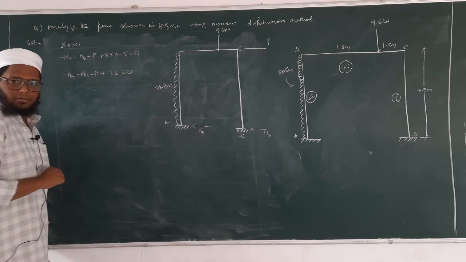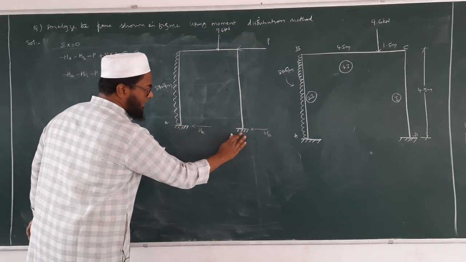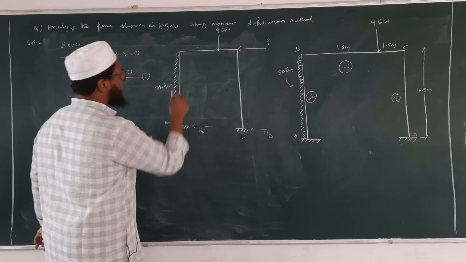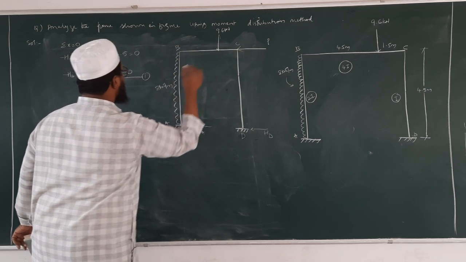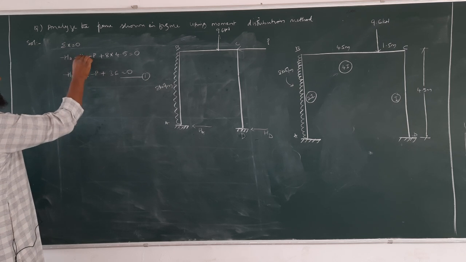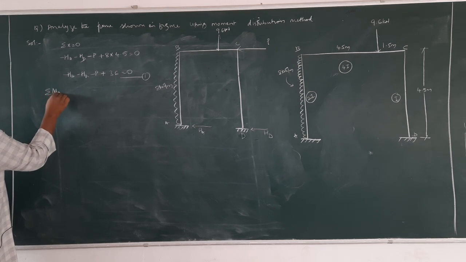is equal to 0. Call this equation number 1. So this is D in our problem. This is HD, this is B and C. So we'll name this as HD and this also as HD. Alright, now moment of all forces about point B is equal to 0.